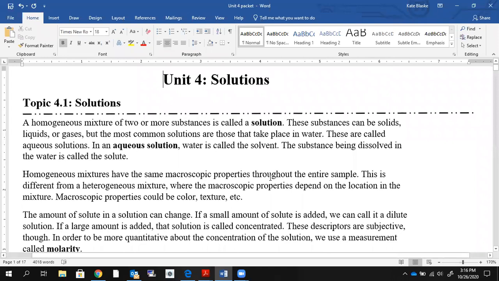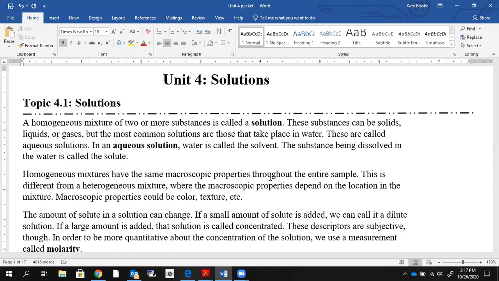So first off, the definition of a solution is a homogeneous mixture of two or more substances. Homogeneous means that those substances are mixed together so that they have the same macroscopic properties throughout the entire sample. Macroscopic properties being things that we can observe with our eyeballs.